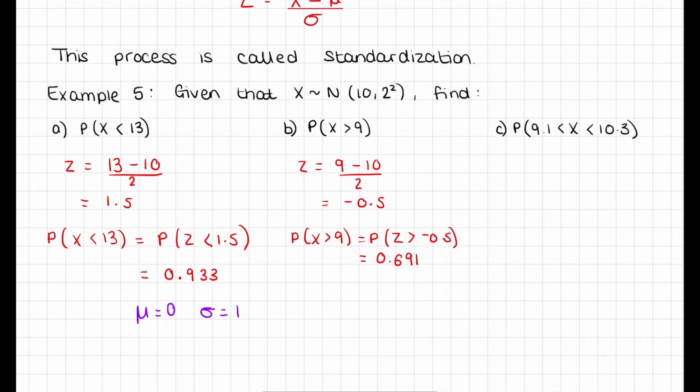Then for C, we want the probability of x being between 9.1 and 10.3. So if we're doing standardization with this, you have to do it for each part.